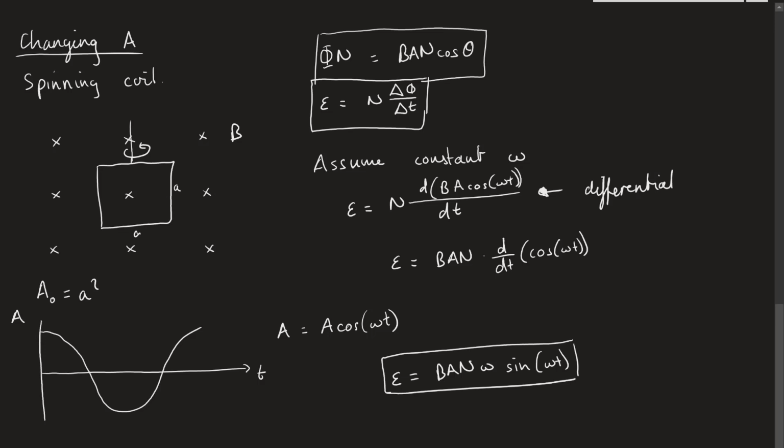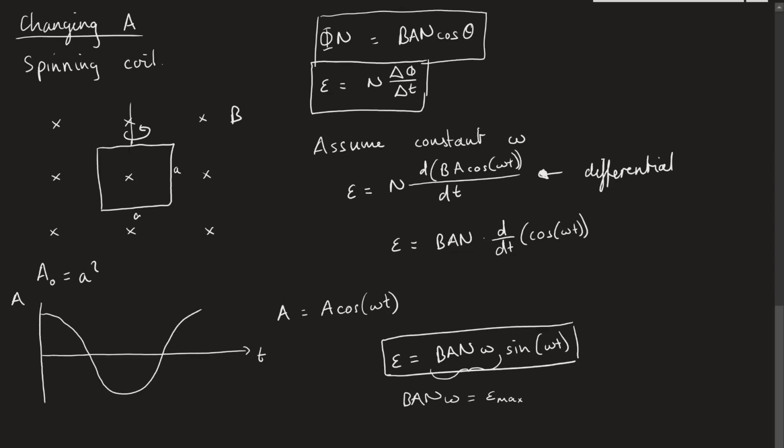Now, this we can split into two things, the same way we did when we looked at simple harmonic motion. We said that the number out the front, so in this case BAN times omega, is just the amplitude. So this means that the maximum the EMF can possibly be is just the magnetic flux density multiplied by the maximum area that it can go through, multiplied by the number of turns in the coil, multiplied by the frequency that it's being rotated around. Therefore, we can also go back to these ideas of how can I actually increase the EMF in this case.